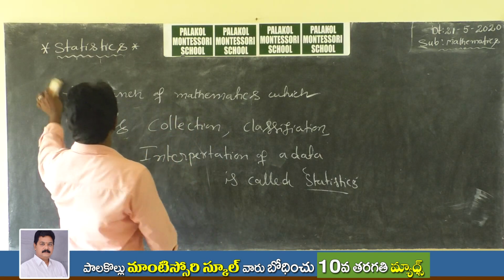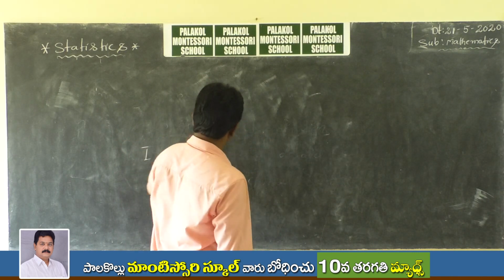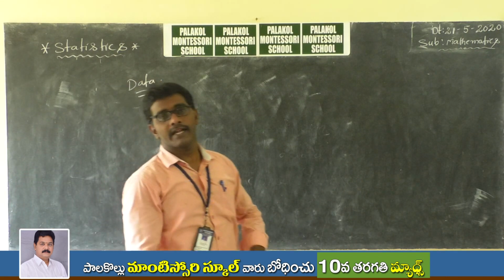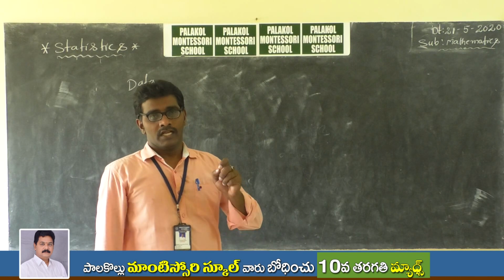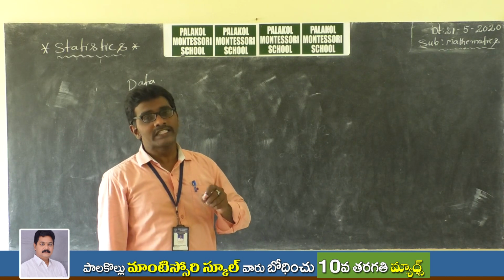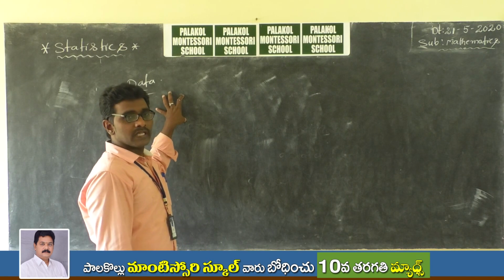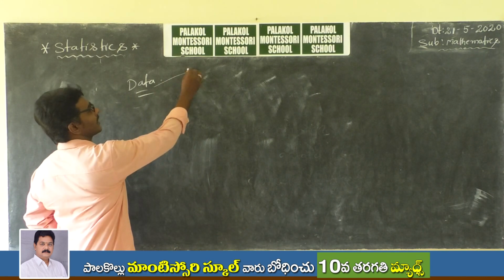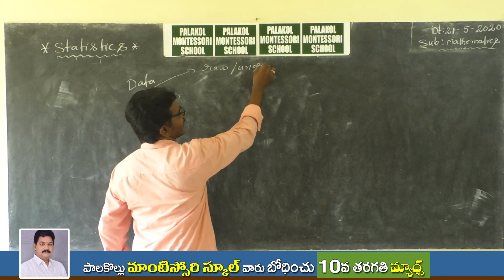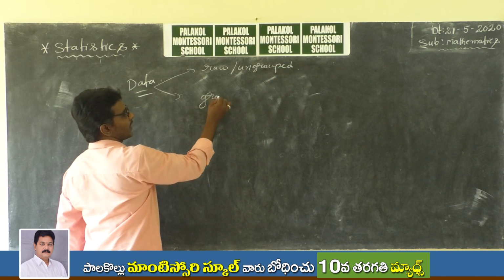Okay, now data. The data is actually information which can be used to make logical inferences. That is called data. The data again divides into two types. One is raw data, that is ungrouped data. The next one is grouped data.